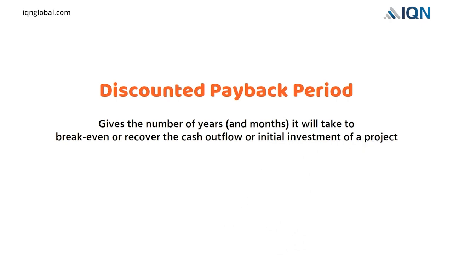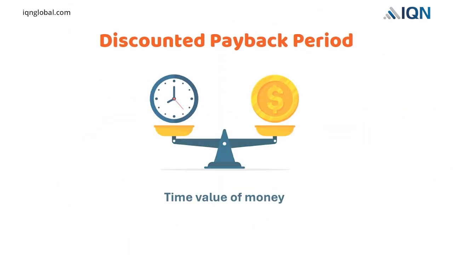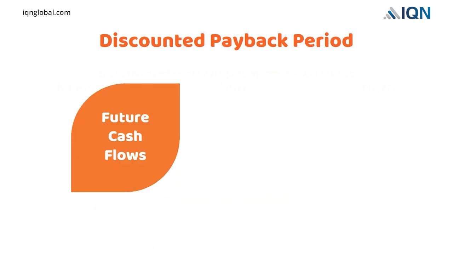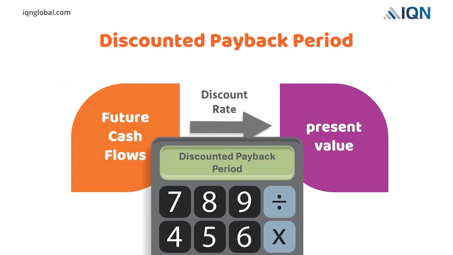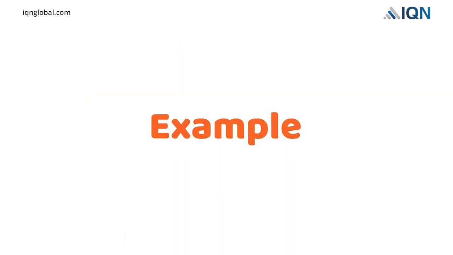But there is a difference between them. In discounted payback period method, we recognize the time value of money. First, we will convert all future cash flows of a project into present value by using relevant discount rate. Then, we will calculate the discounted payback period. Now, we will explain the discounted payback period with an example.